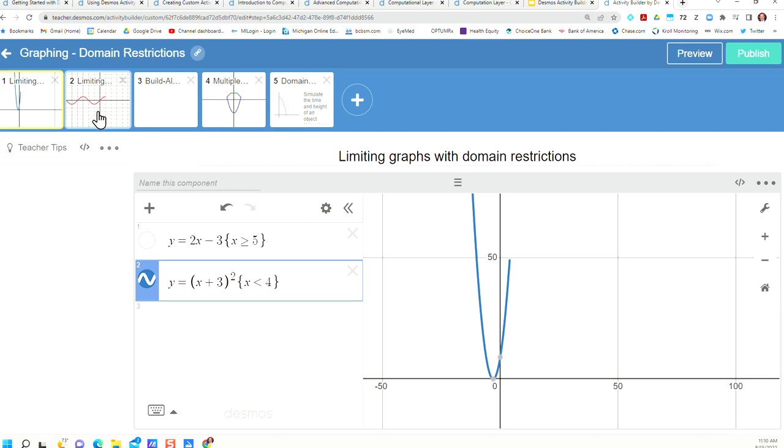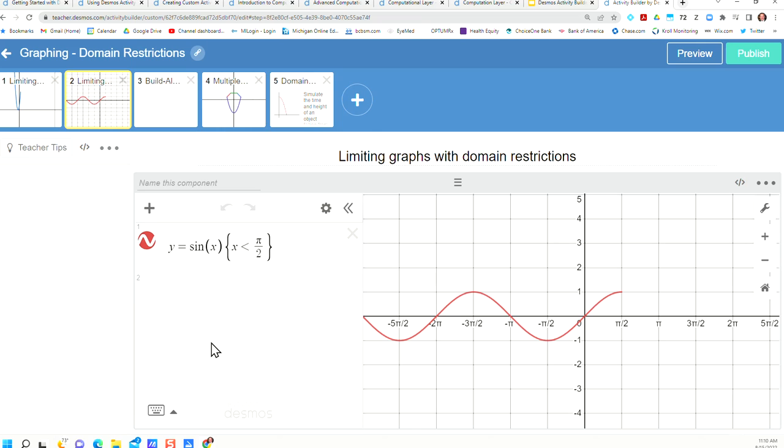So I'm going to take you to the next screen and show you a domain restriction for a trig function, or a trig equation. In this case, y equals sine x. Now y equals sine x should run indefinitely from left to right, moving up and down, fluctuating with its appropriate amplitude and period. This one stops at pi over 2, and that's because we put in a domain restriction here of x less than pi over 2. So to show you how to get this in, I'm going to take this out.